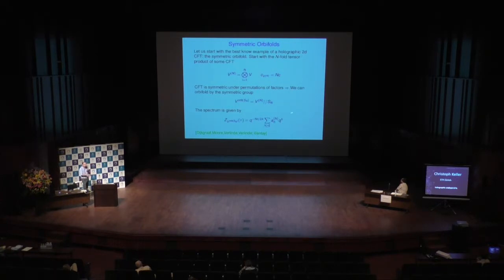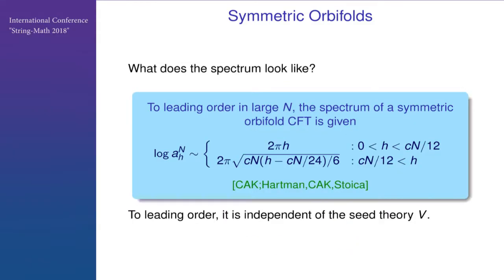So now the question is, what does the light spectrum of the symmetric orbifold look like? At least to leading order in n, it has a very nice and simple formula. It turns out that the light spectrum actually has Hagedorn growth. More precisely, the light states grow like e to the 2π times h. The heavy states then, as expected, grow like you'd expect from the Cardy formula.